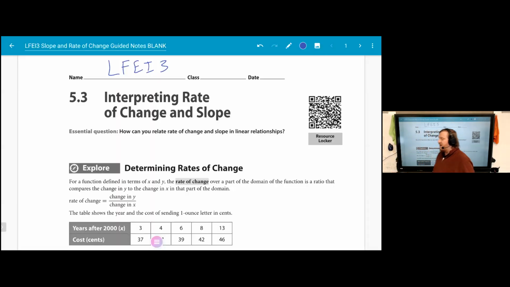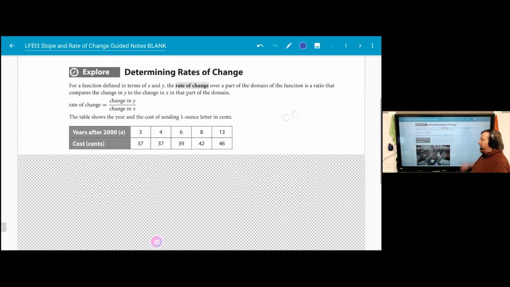Hello, Algebra 1. Welcome to LFEI3, interpreting rate of change and slope. Slope and rate of change, that's what we're looking at today. Let's go ahead and get right into this.